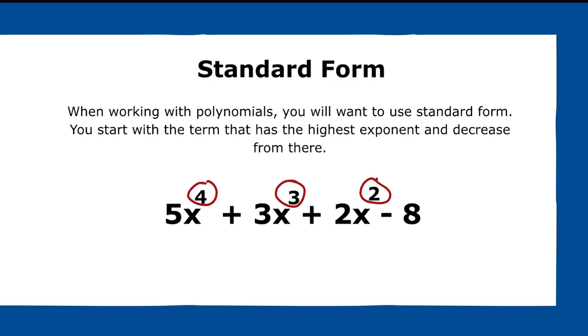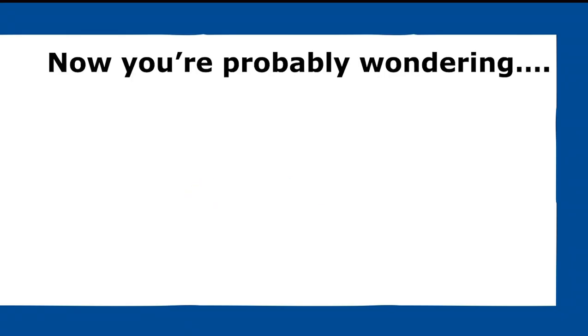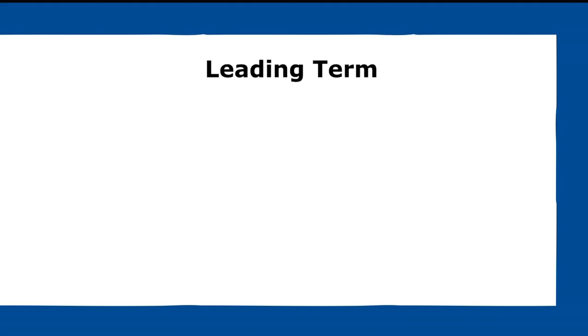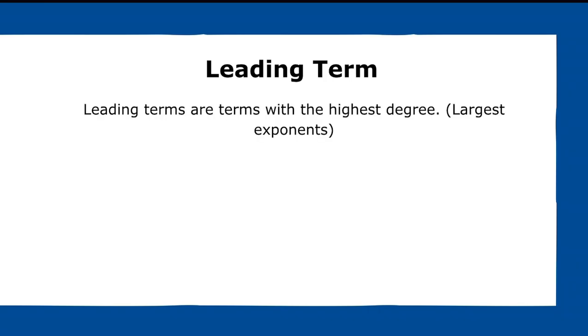So now you're probably wondering, what does standard form have to do with anything? And this actually coincides with the leading term and leading coefficient. But we're going to start with the leading term. So a leading term is the term with the highest degree, which we will circle back to later on in the video. The highest degree is the largest exponent that you will have in your polynomial expression.